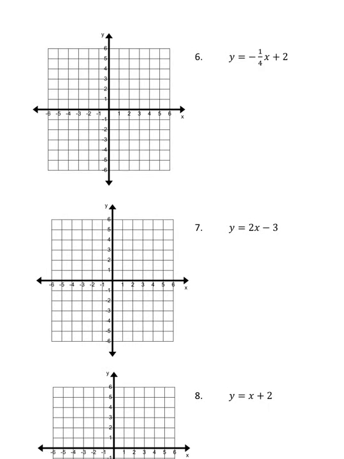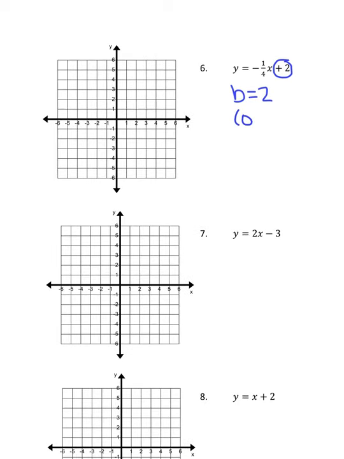All right, so here's number 2. Y equals -1/4 x plus 2. So first thing we do is find the y-intercept, right? The y-intercept is the b. So b equals 2. The point we're going to plot is (0, 2). So I'm going to go over 0, up 2 on my graph. That's step 1. There's my point.